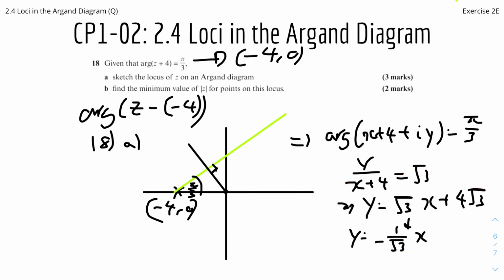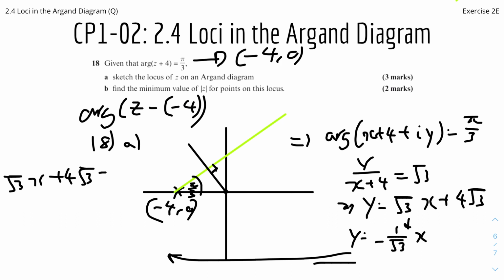And you can basically just solve simultaneous equations. So we can just solve it right here. I'll bring it over here, actually. So it'll be root 3x plus 4 root 3 equals minus 1 over root 3x. So we can solve to get x equals, I'll just use my calculator. It'll be root 3 plus 1 over root 3 for the x. Then you do minus 4 root 3 divided by that number. And that gets us x equals minus 3.